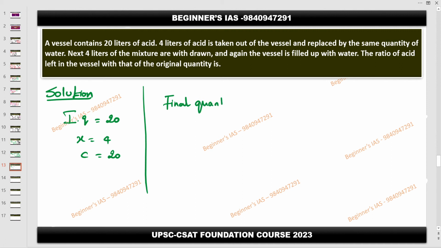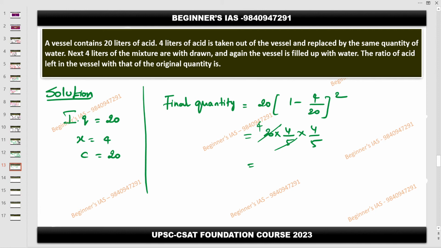So therefore the final quantity is equal to 20 into 1 minus 4 by 20, 2 times repeating. So therefore 20 into 4 by 5 into 4 by 5. Then 4 times 16 is 64, 64 by 5, so 12 point 8. So 12.8 liters. This is the final quantity.